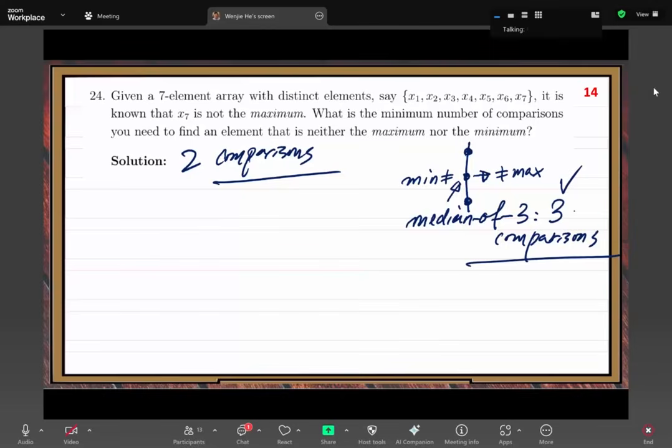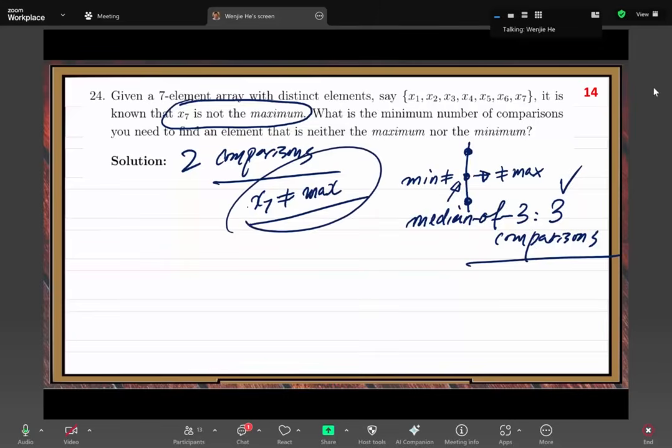And when you have this 3 comparison solution, you didn't use this condition: X is not the maximum. You haven't used this condition, x7 not equal to max. That means if you use this max, you can only do better than 3, because you have more information.